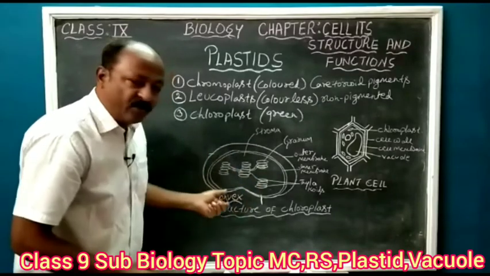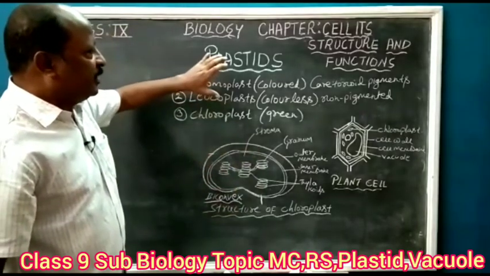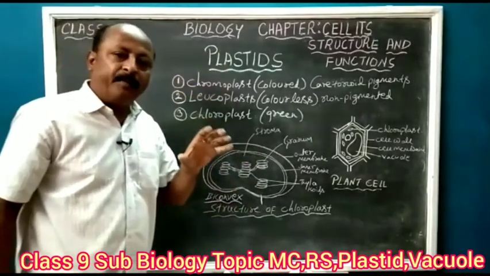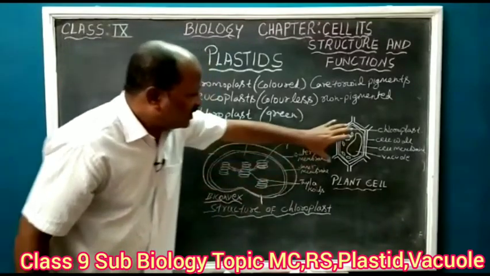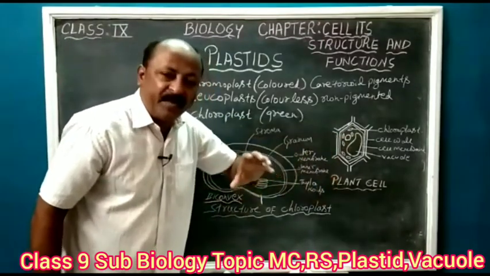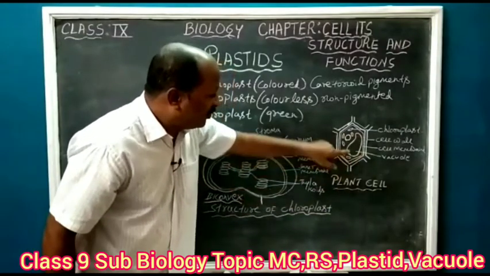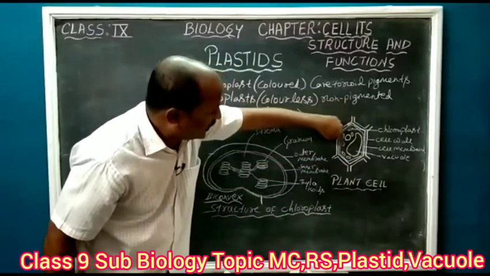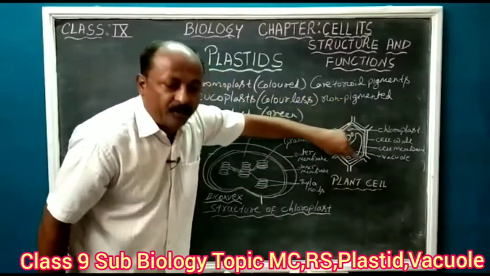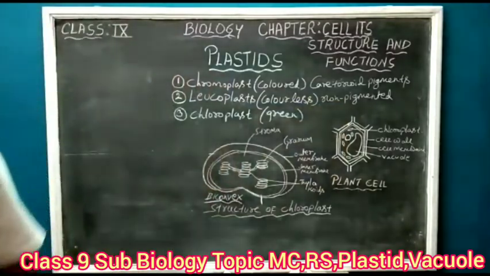This is biconvex in shape, and I have told you these plastids are found in the plant cells. So this is a plant cell. In the plant cell, you can recognize a plant cell with the presence of a cell wall. So here this is a big vacuole, and here we have got the plastids, that is we have got chloroplasts. I have drawn here only the chloroplasts. So this is about the plastids.